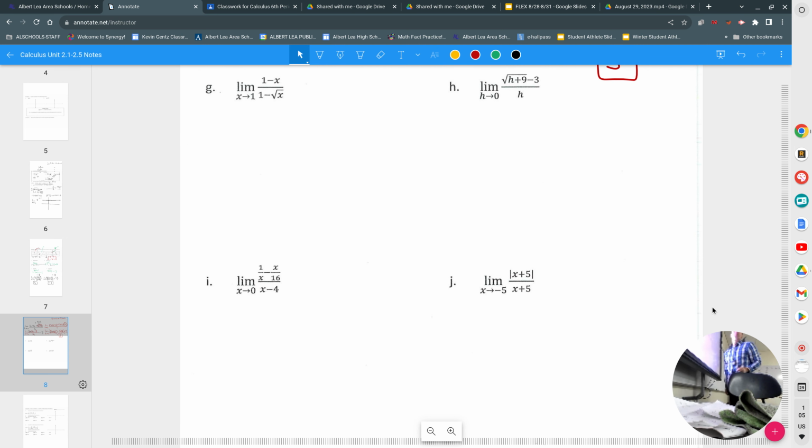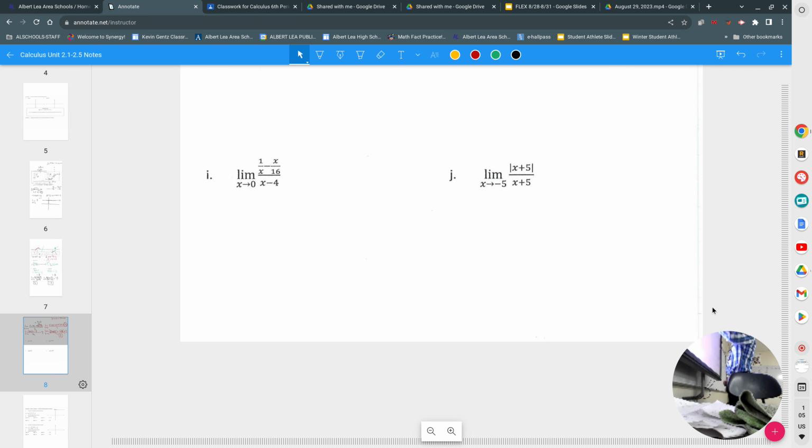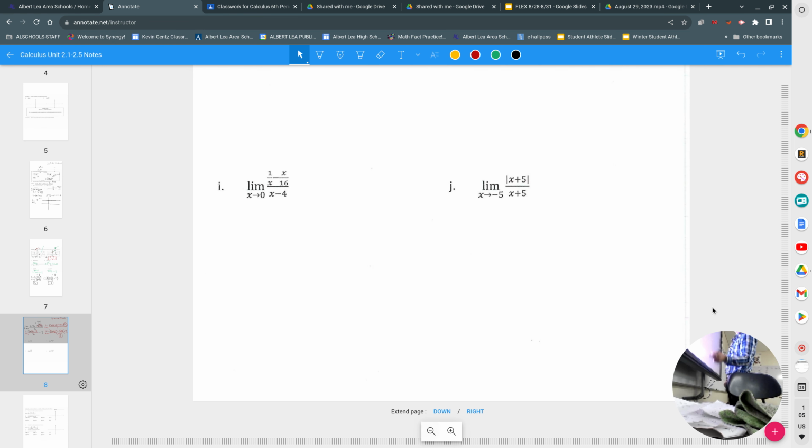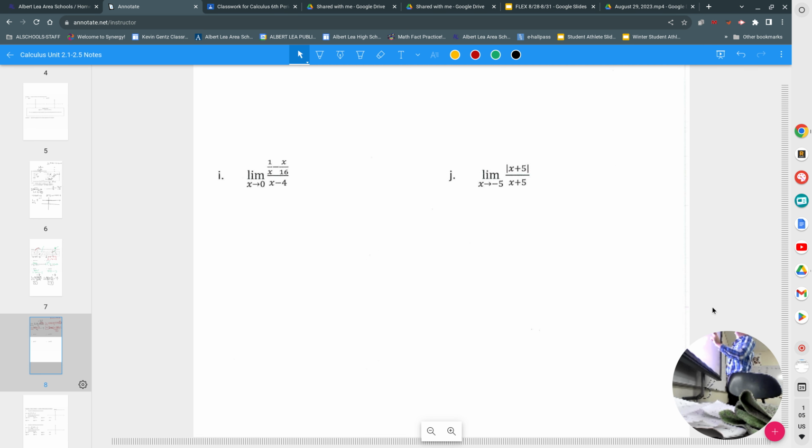Letter G is a little bit different. I'm going to show you a new technique, one that you have not seen before. Very, very important that you pay close attention to this. Okay? I'm going to extend the page just so we can see it.